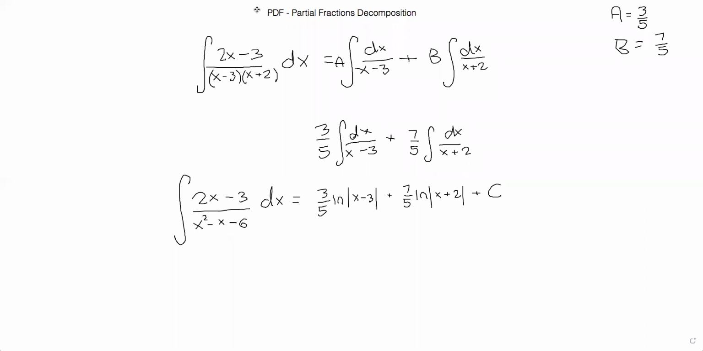Oh, and I realized, sorry, I meant to write PFD and not PDF. This isn't a PDF. This is PFD, partial fractions decomposition.